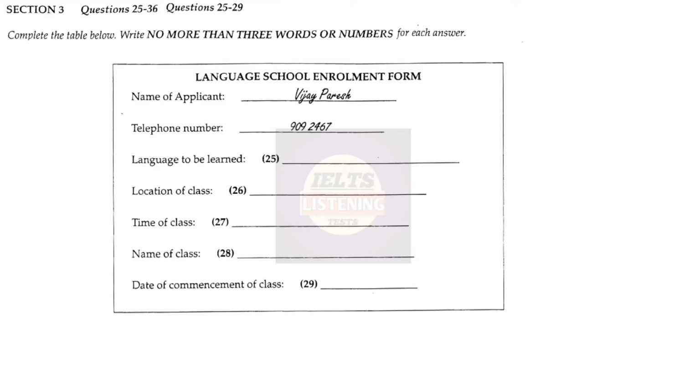Hello. May I help you? Hello. Is this the right place for me to register to study foreign languages? Yes, it is. May I have your name, please? VJ. My family name is Paresh. VJ Paresh. Okay. Do you have a telephone number? Yeah, 909-2467. Thank you. Now, which language would you like to learn? We offer French, Italian, Cantonese, Mandarin, Spanish, Portuguese. I'd like to learn Spanish, please.